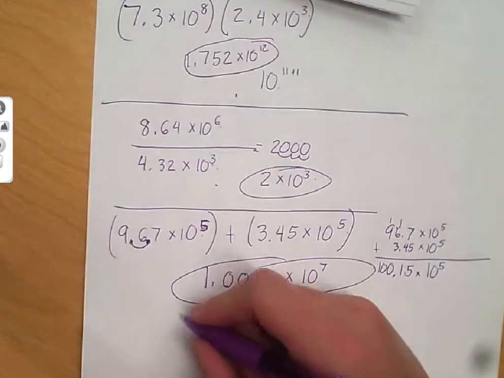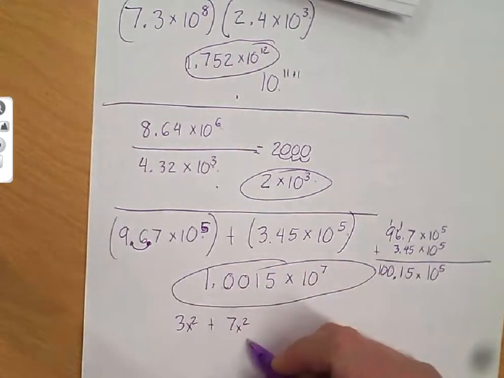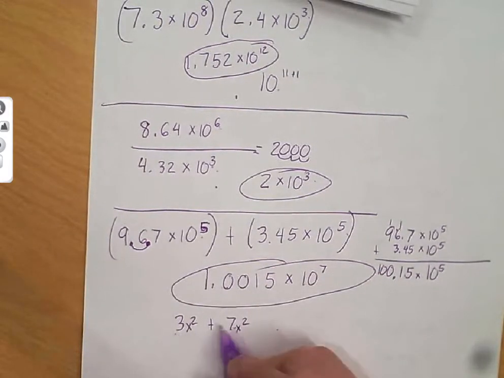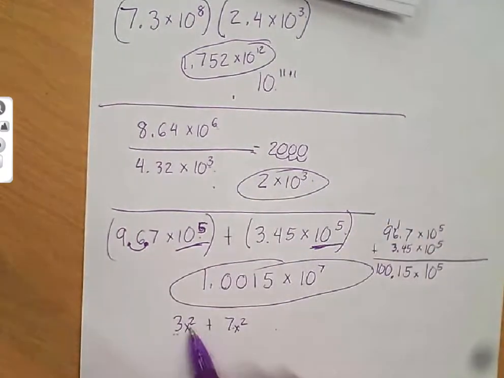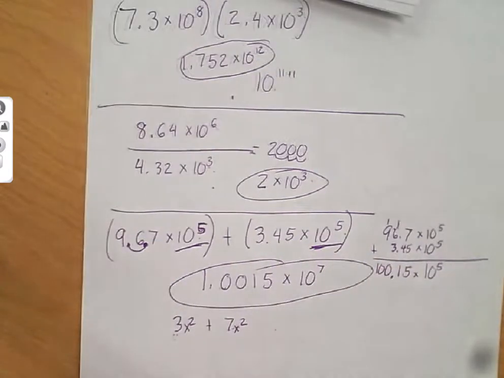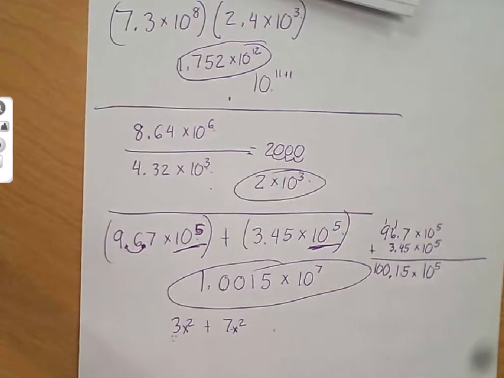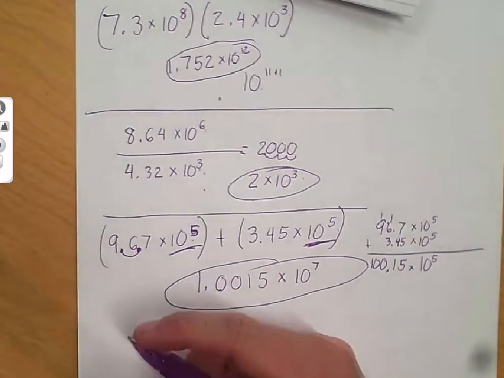This would be like doing 3x squared plus 7x squared. With the base the same, you just add the numbers. This is your base, so that's your x squared. You just add the coefficients, 9.67 and 3.45. It's the same idea. Your calculator will do it for you, though, and I would recommend that.